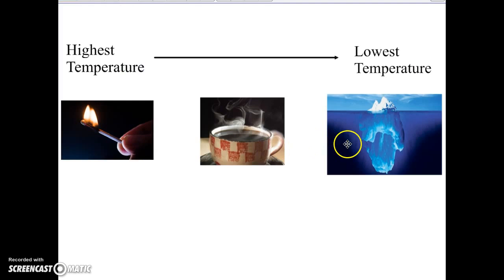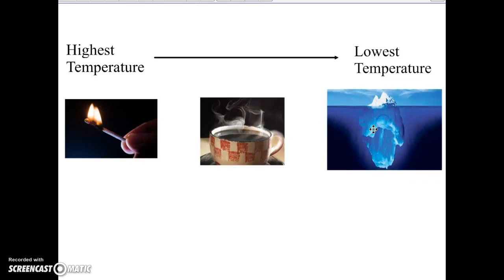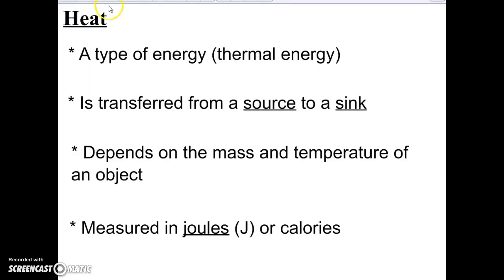So when we look at the three objects, yeah, in a fire, because there's so much heat, the molecules are moving the fastest, so it has the highest temperature. In ice, the molecules are moving the slowest, so it would have the lowest temperature. Now let's take a look at heat. Heat is very different than temperature. First of all, heat is an actual type of energy. It's called thermal energy. That's heat.